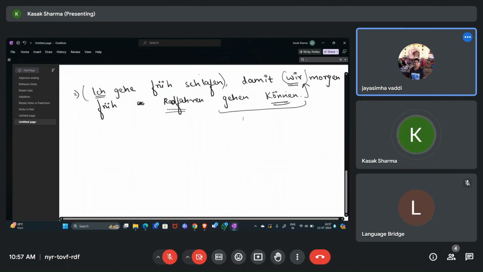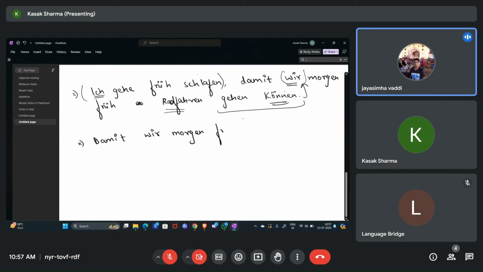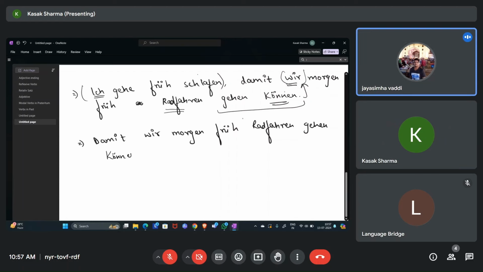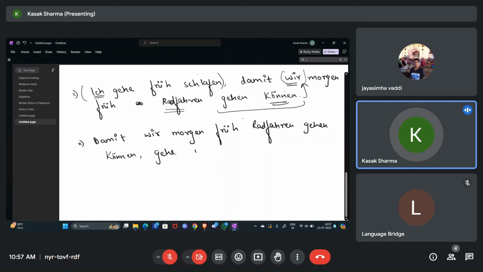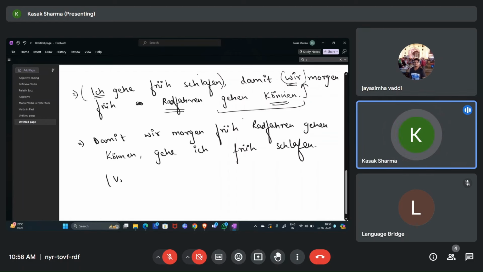We can also start my sentence with damit: damit wir morgen früh Radfahren gehen können, gehe ich früh schlafen. So here again it is verb comma verb. Any doubt? No.